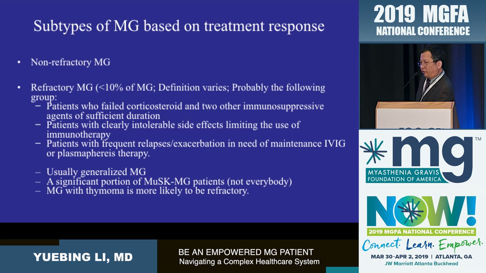Well, there are the terms refractory and non-refractory MG, and the definition of refractory varies based on clinical trials, but you can see that it's basically this group of patients. Some people said less than 20% of MG, but I think in most cases it's less than 10% of MG patients. These are patients who failed corticosteroids and 2 other immunosuppressive agents of sufficient duration, patients who clearly have intolerable side effects and you cannot use these medications, or patients in need of repeated IVIG, subcutaneous IG, or plasmapheresis. Usually this is generalized MG, although we do see people with persistent, very refractory ocular myasthenia gravis alone. A significant portion of MuSK MG patients will be refractory, and MG with thymoma is generally worse than MG without thymoma.